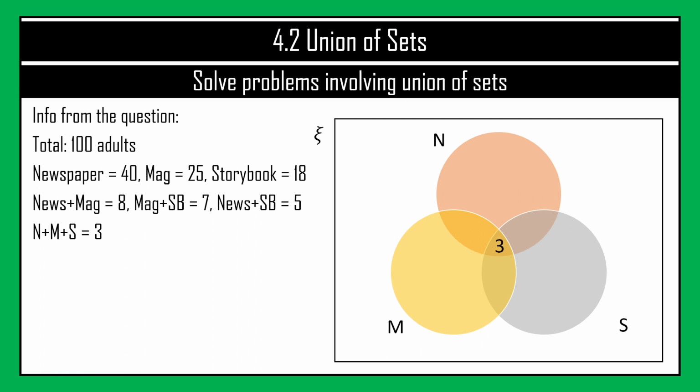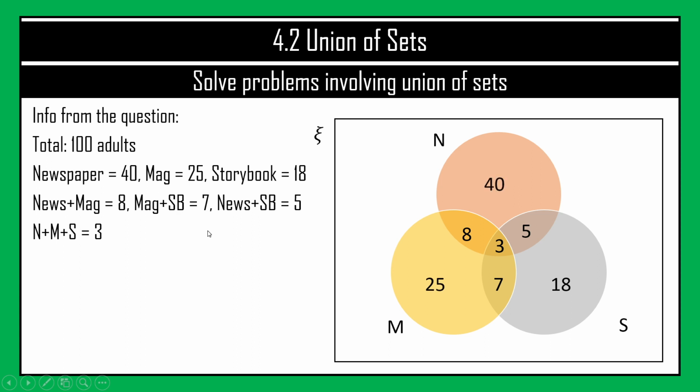Next, I'm going to look at newspaper and storybook. Next, I'm going to put in magazine and storybook. And then the last one for the section, I'm going to put newspaper and magazine. There are 8. Alright, so let's move upward. The next one is storybook. We have 18. Magazine, we have 25.